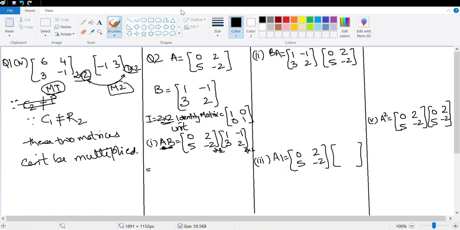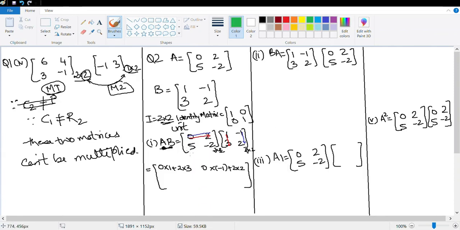So let's look at this. Let me first draw how I would multiply. First I'll multiply it with here and then I'll multiply it this way. The first term will be 0 into 1 plus 2 into 3. Done. Next, the way we were doing earlier, I will look at 0 into 2. It will be 0 into negative 1 plus 2 into 2.